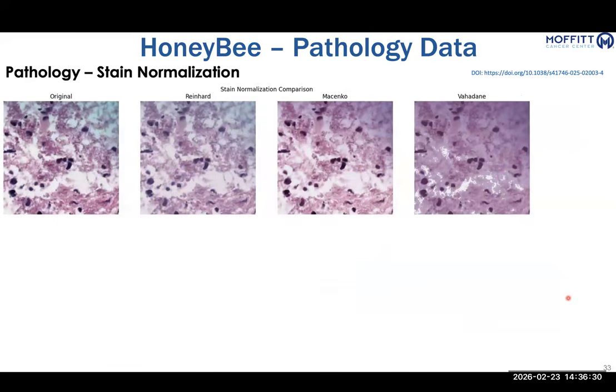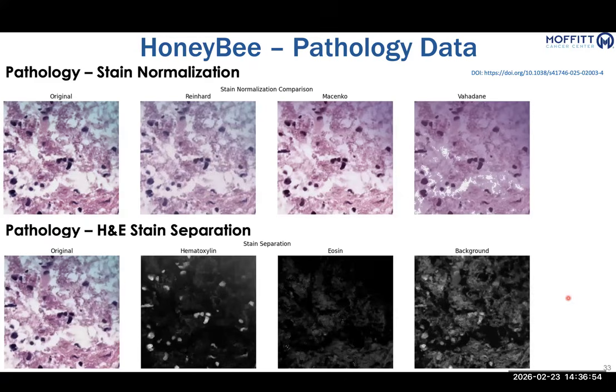All of these tissue patches have variance from slide to slide, as well as institution to institution and scanner to scanner. One way to mitigate this variance is to apply stain normalization across them, and we provide support for three of the most common methods, which are Reinhard, Macenko, and Vahadane, as well as any sort of stain separation methods you would like to apply to focus on a single stain component. Currently we support H&E stain separation, but we do plan on adding IHC and other stains in the future.